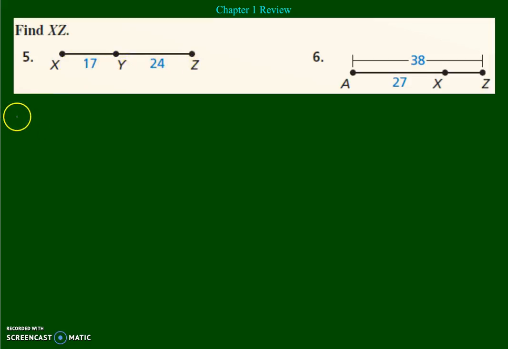So for problem 5, we know that the length of XZ equals XY plus YZ, which is 17 plus 24, which is 41.